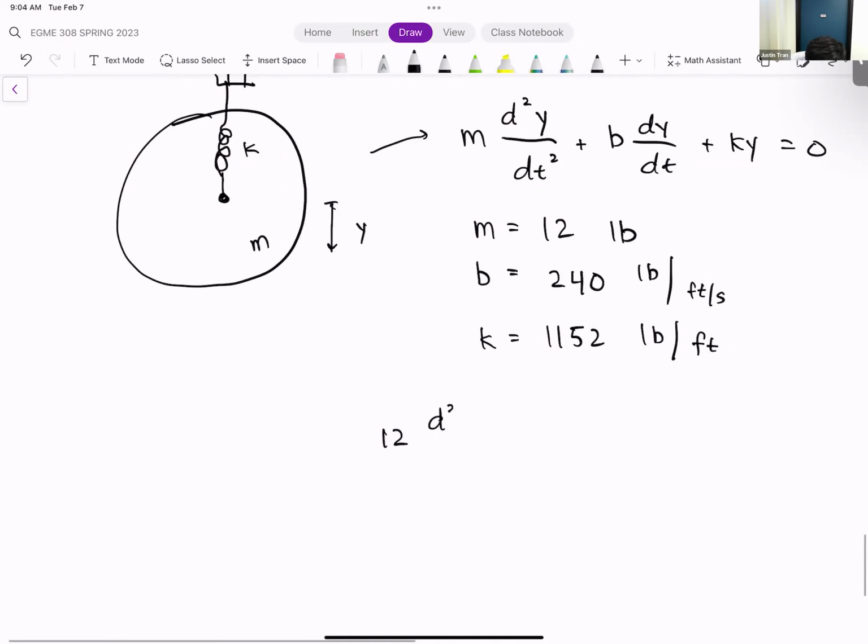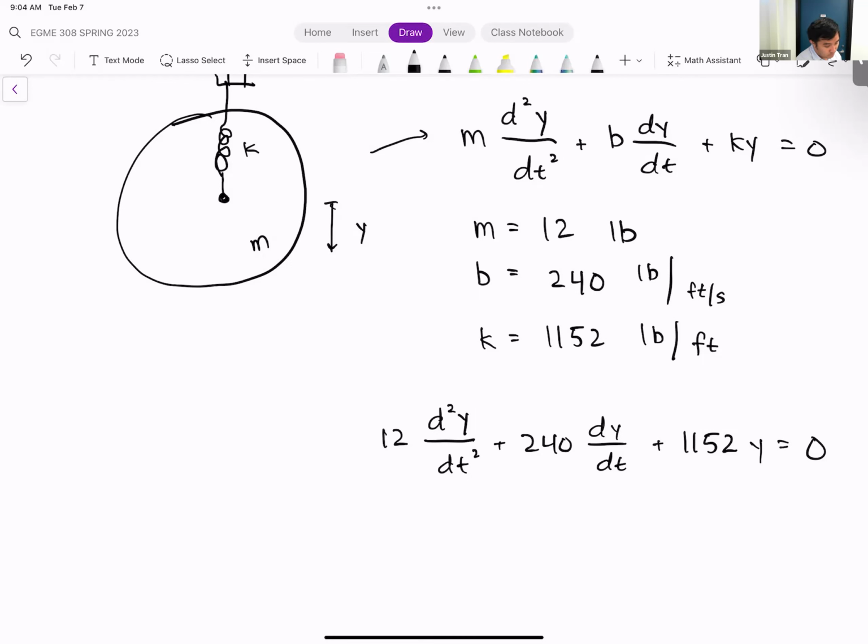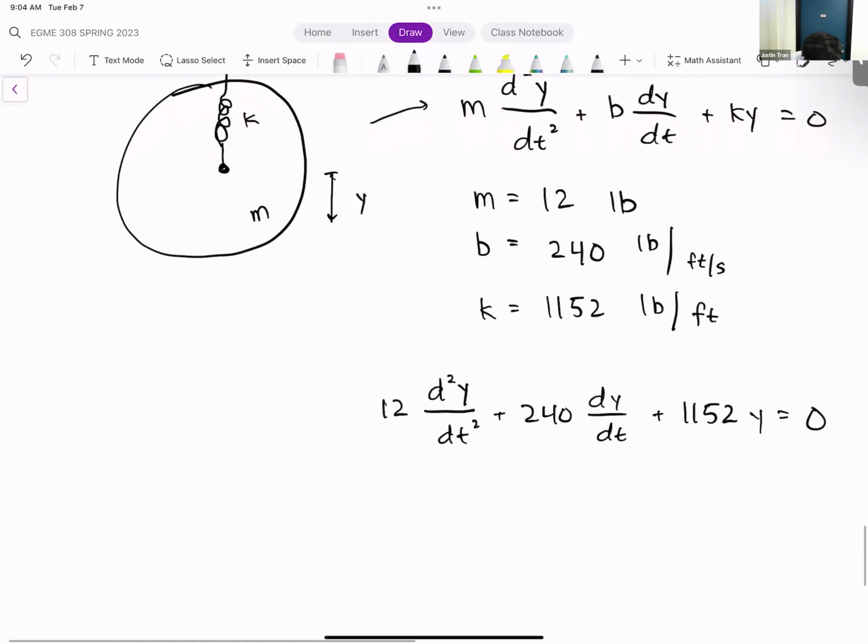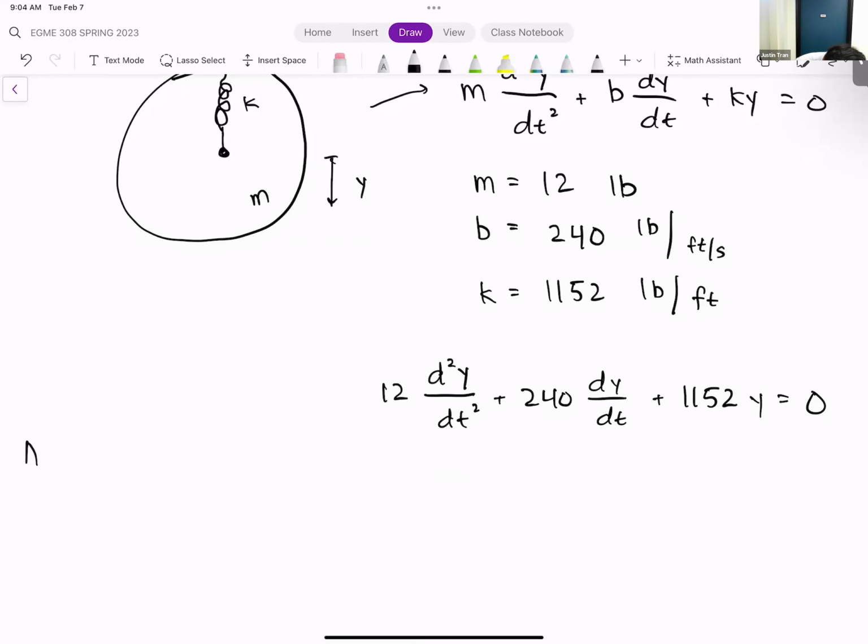All right, so let's plug these numbers in. So we have 12 d squared y over dt squared plus 240 dy/dt plus 1152 y is equal to 0. All right, so that's the governing equation, and so let's solve for a couple of things here. Let's answer the following questions.